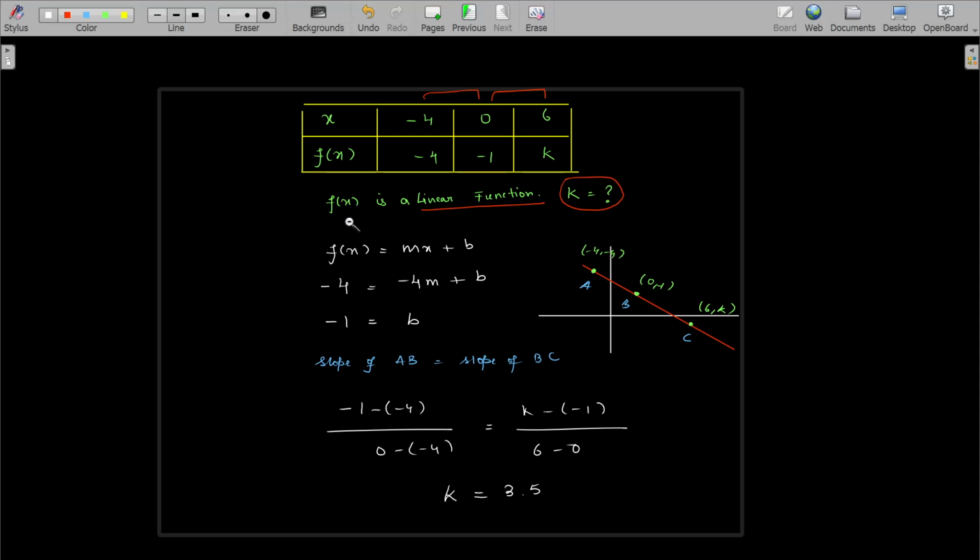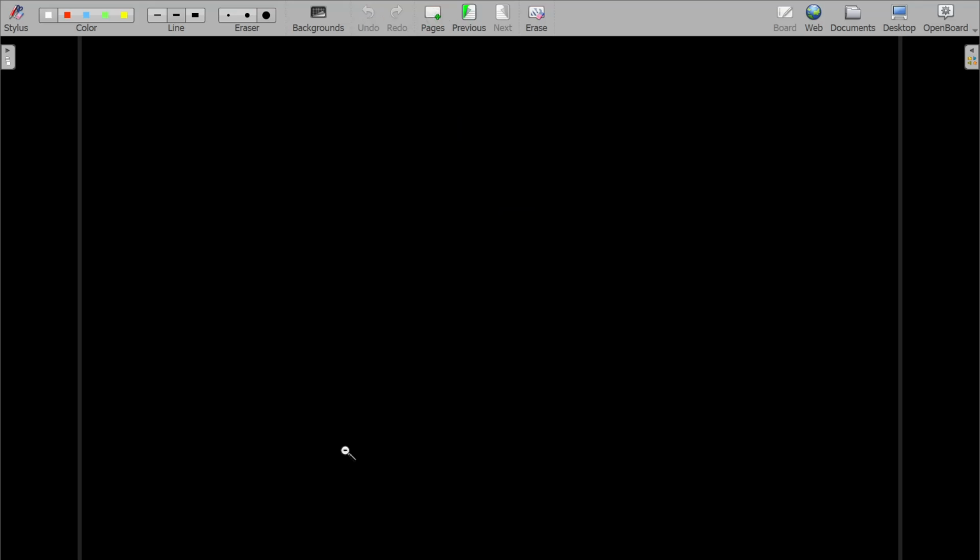Okay, and finally the last concept of functions is interpretation of slope and the y-intercept. Well, there are two concepts left actually. Okay, so first let's do interpretation of slope and y-intercept. This is again for linear functions. So let's say f of x is equal to mx plus b. Do you know what's the meaning or what's the interpretation of the slope and the y-intercept?